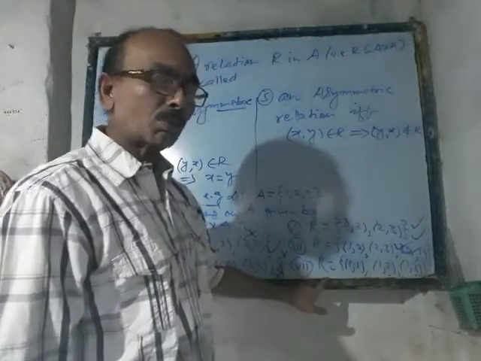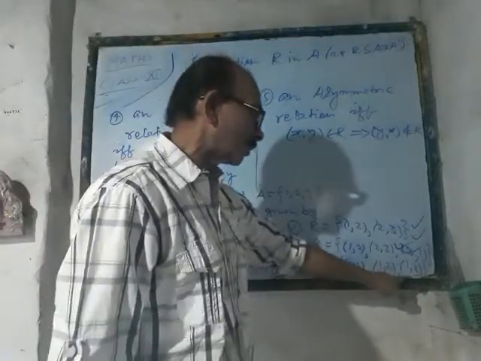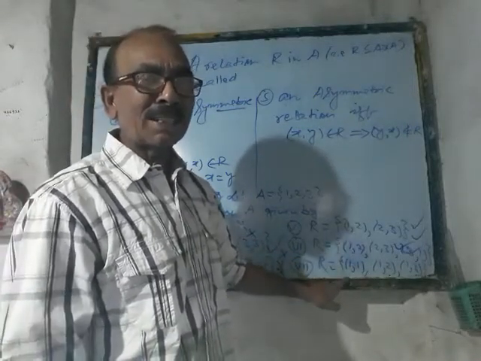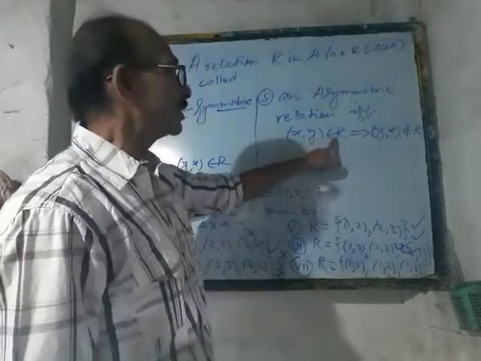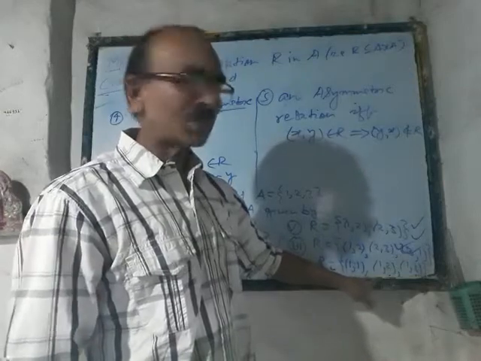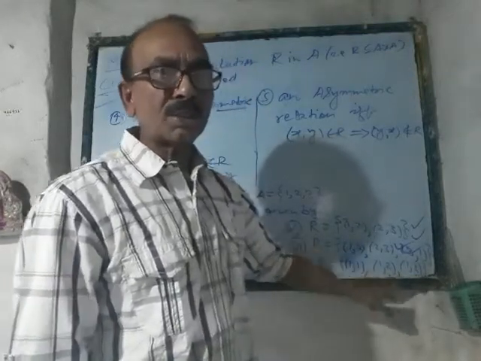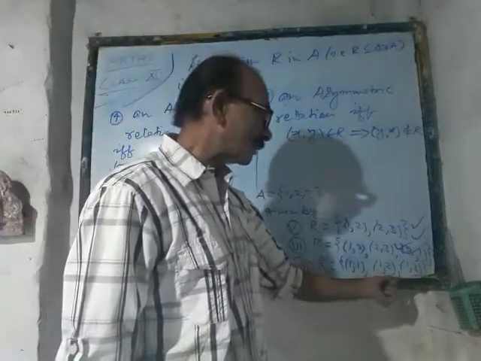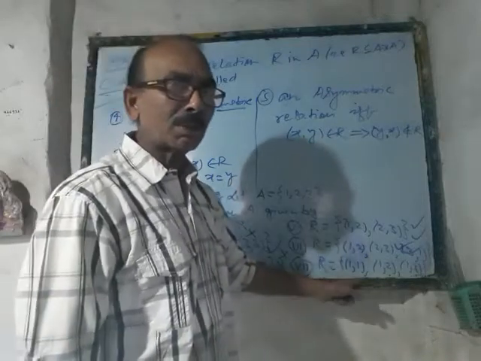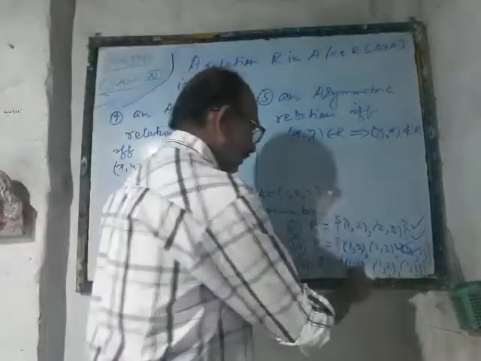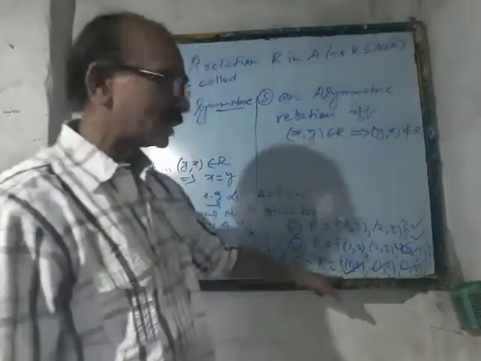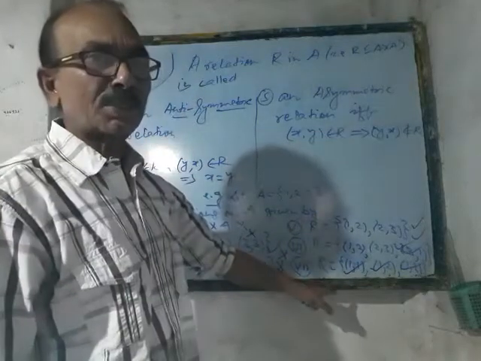Now the last one, just go on watching carefully. 1, 1, 1, 2, 1, 3. Since 1, 1 is there, that means xy is lying as well as yx is also lying. So this can't be an asymmetric relation. 1, 2 is there, 2, 1 is not there, 1, 3 is there, 3, 1 is not there. That means the symmetries of these two elements, 1, 2 as well as 1, 3, are not lying in this particular relation. So for antisymmetricity, this is okay, this is also okay, this is also okay. So this is an antisymmetric relation, but not an asymmetric relation.